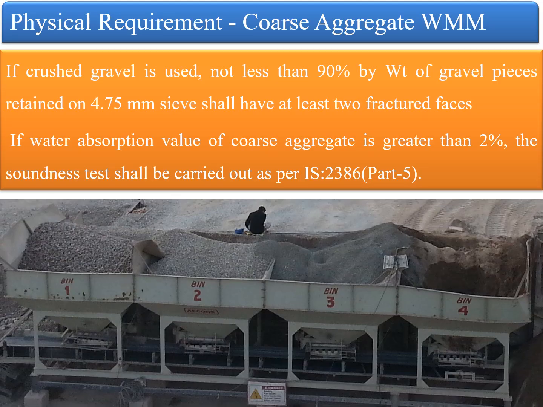The physical requirements of coarse aggregates to be used in wet mix macadam are: coarse aggregate shall be crushed stone. If crushed gravel is used, not less than 90% by weight of gravel pieces retained on the 4.75 mm sieve shall have at least 2 fractured faces. If water absorption of the coarse aggregates is greater than 2%, the soundness test shall be carried out as per IS 2386 part 5.